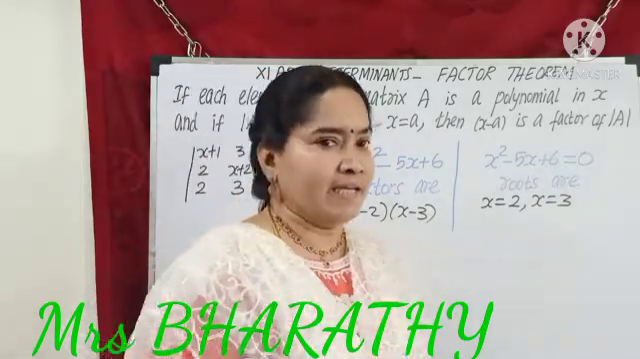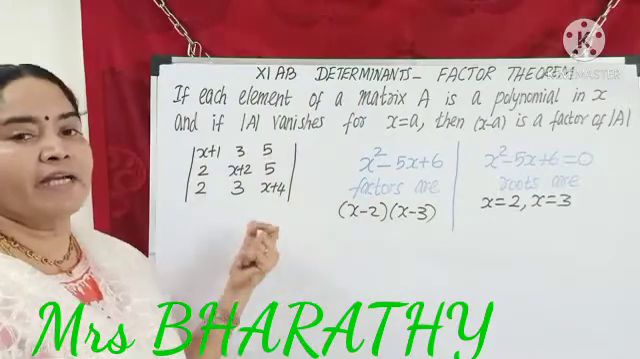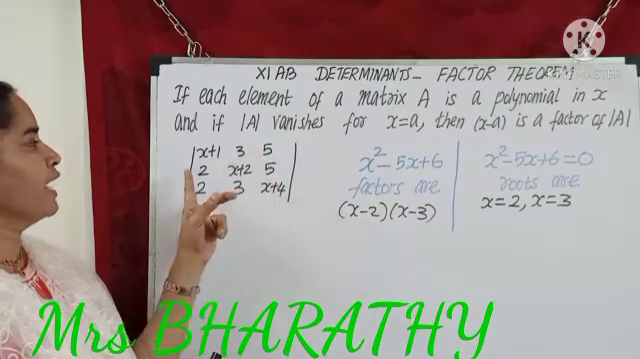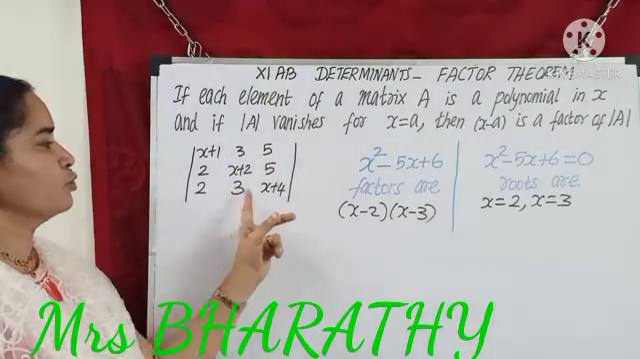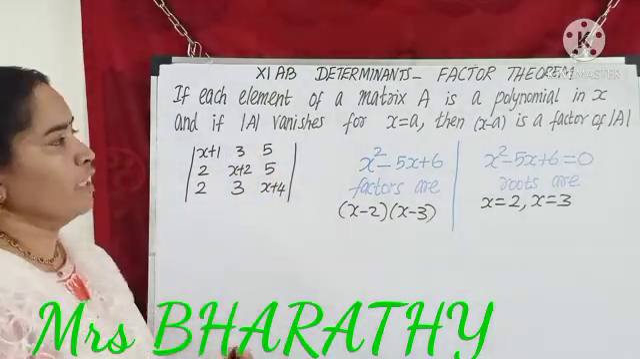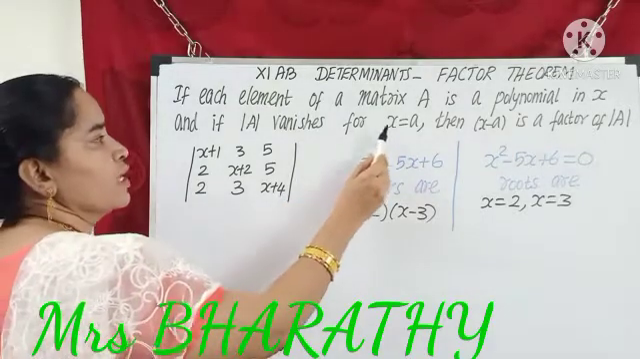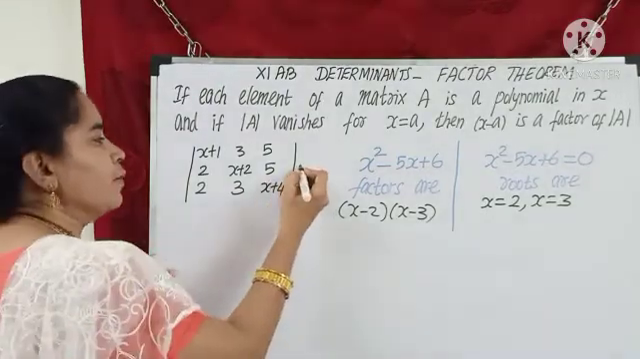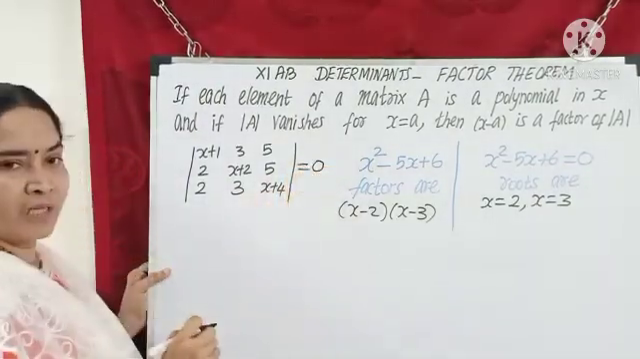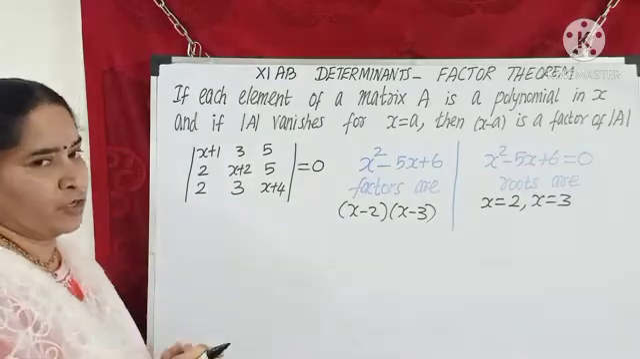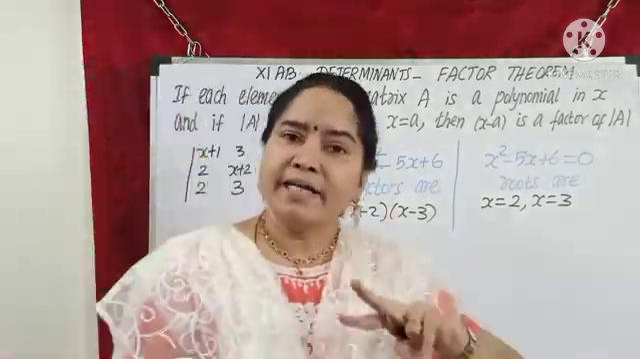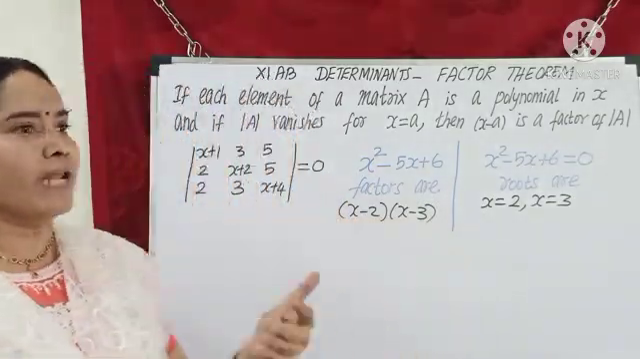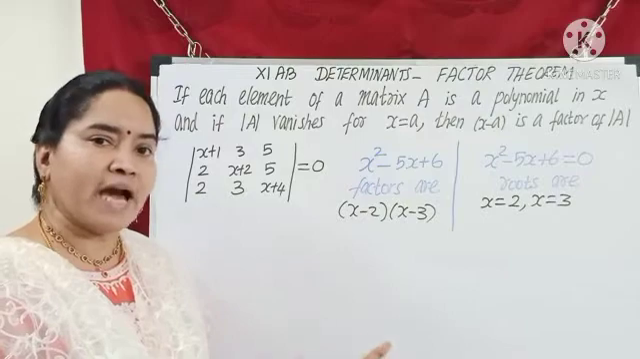Let us see an example here. You are given a determinant like this. Say x plus 1, 3, 5, 2, x plus 2, 5, 2, 3, x plus 4. My question is, I need to put x is equal to some suitable value so that the determinant should become 0. When the determinant will become 0, we have an idea any two rows or any two columns are identical. So how shall I make the rows or columns to be identical?